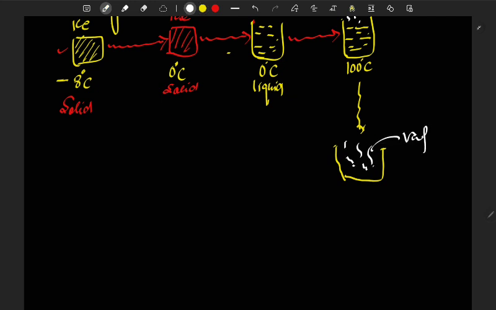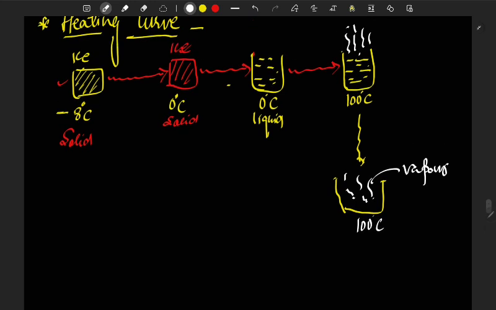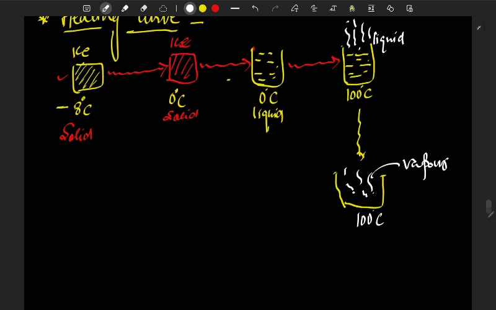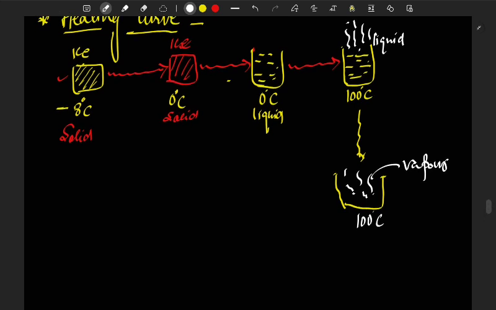Here also the temperature is 100 degrees Celsius, because I have told you that this one is in liquid state, and this liquid is going to change its phase. It is going to convert into vapor, and during the phase change temperature remains constant. So this entire liquid is going to convert into vapor at 100 degrees Celsius. So this is the process.